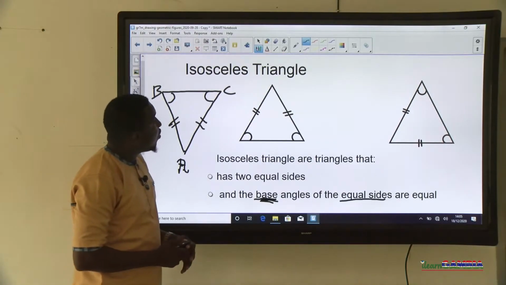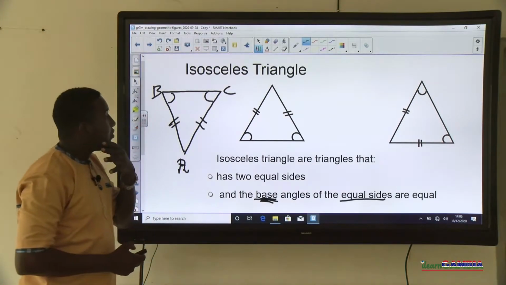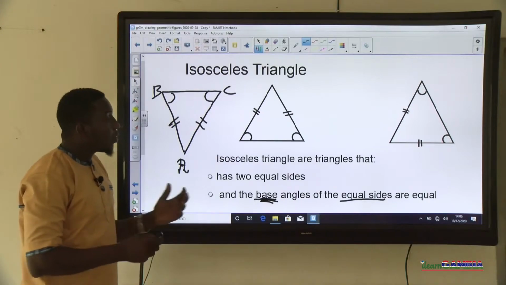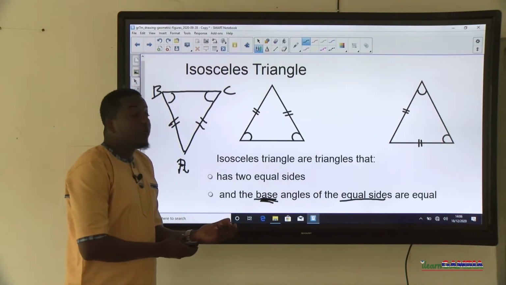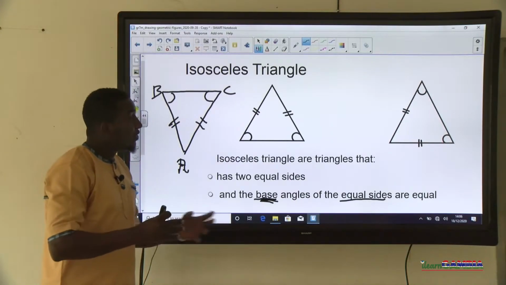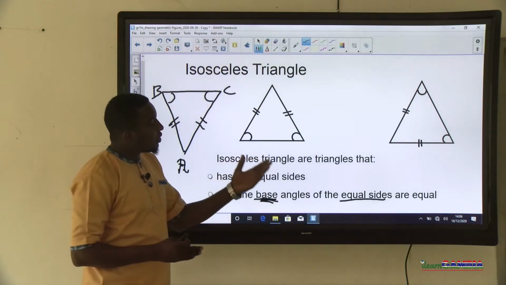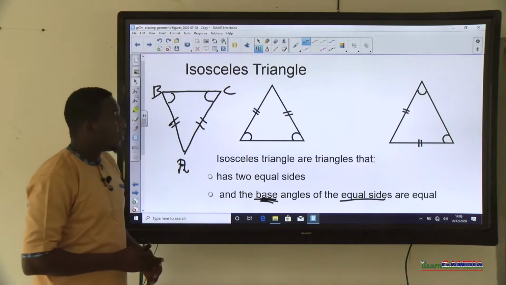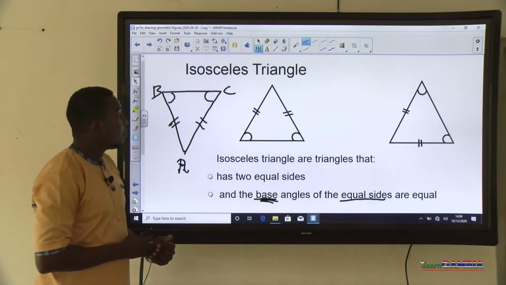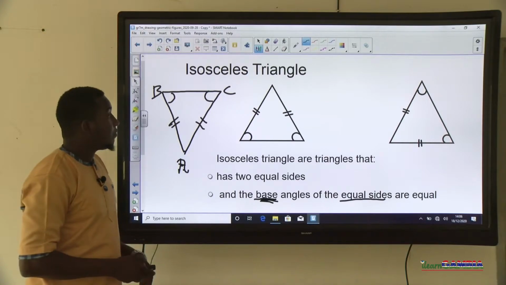Then we move on. That is all for isosceles triangles. I hope if you come across triangles and you are able to measure that two of the sides are equal, you can conclude that such triangles are isosceles triangles, and the base angles of those triangles are also equal.